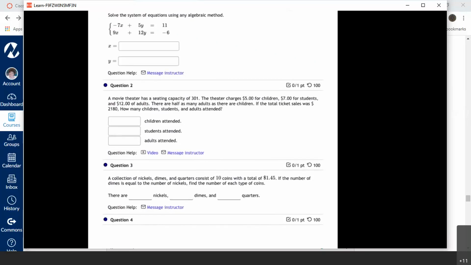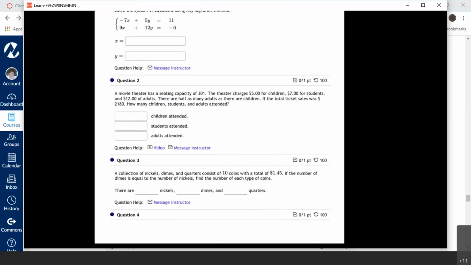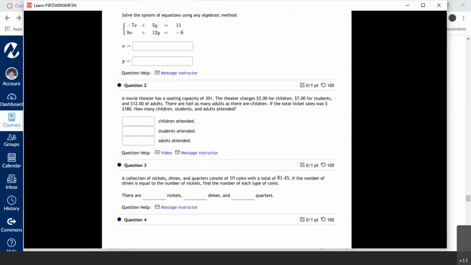Since the request was specifically for the Lagrange word problems, I'd like to start with those. These are also word problems. So what I can do here is begin by setting these up as equations, and then if we have time, we'll come back and solve them with Symbolab, because again, these are quick. So this one with the movie theater has a seating capacity of 301. The theater charges $5 a ticket for kids, $7 for students, and $12 for adults. There are half as many adults as kids. And if the total ticket sales were $2,180, how many children, students, and adults attended?